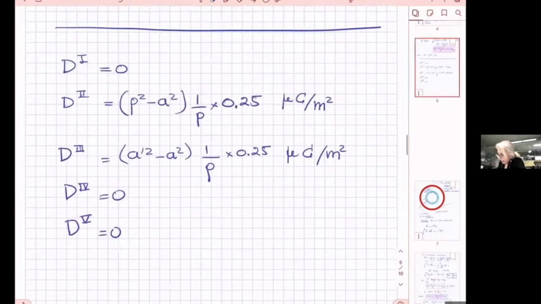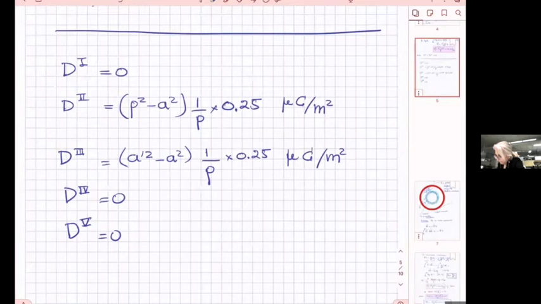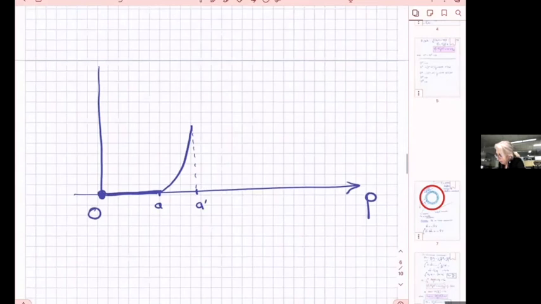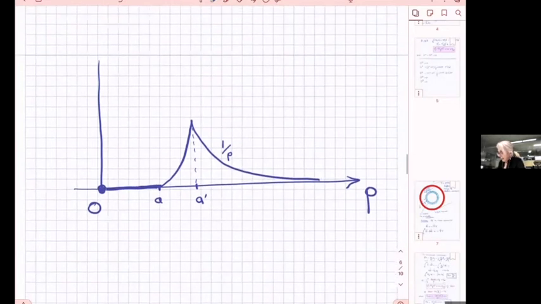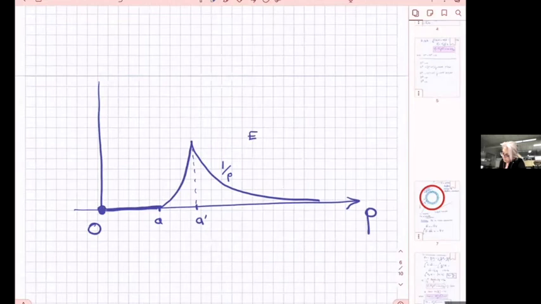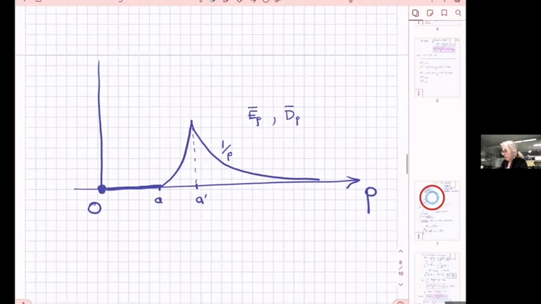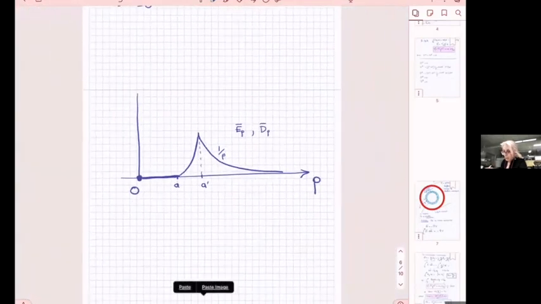And then from A prime, in region 3 and above A prime, it goes down as 1 over rho, all right? Because this is a constant here. So it goes as 1 over rho, so it goes down like this. This goes as 1 over rho. And that's how the field goes, or D sub rho, about similar. Okay? That is why it is important.